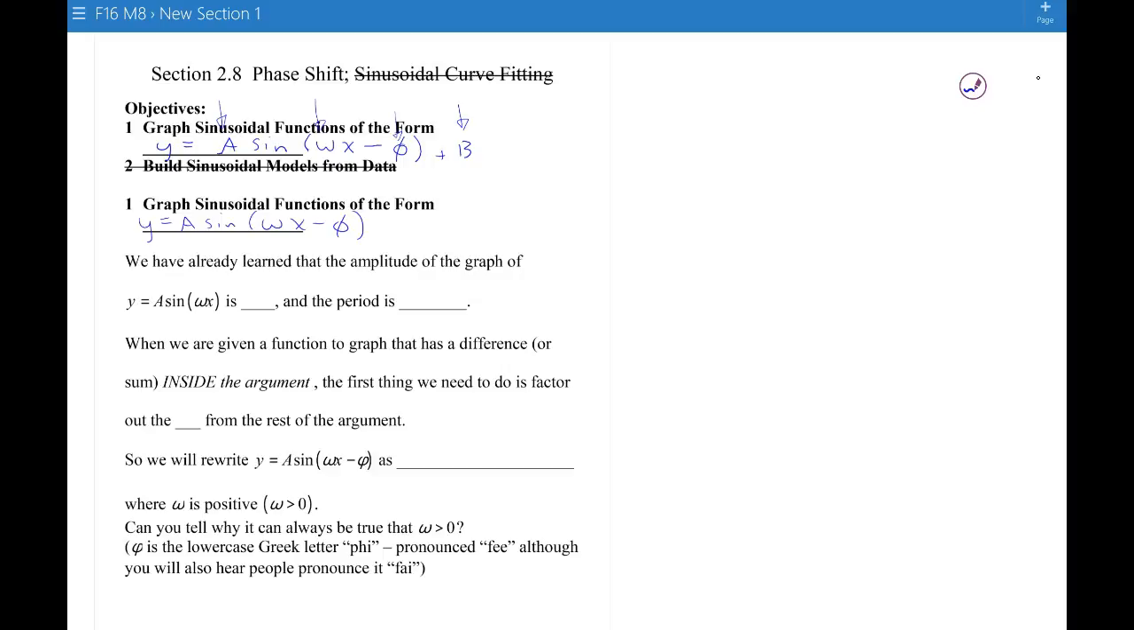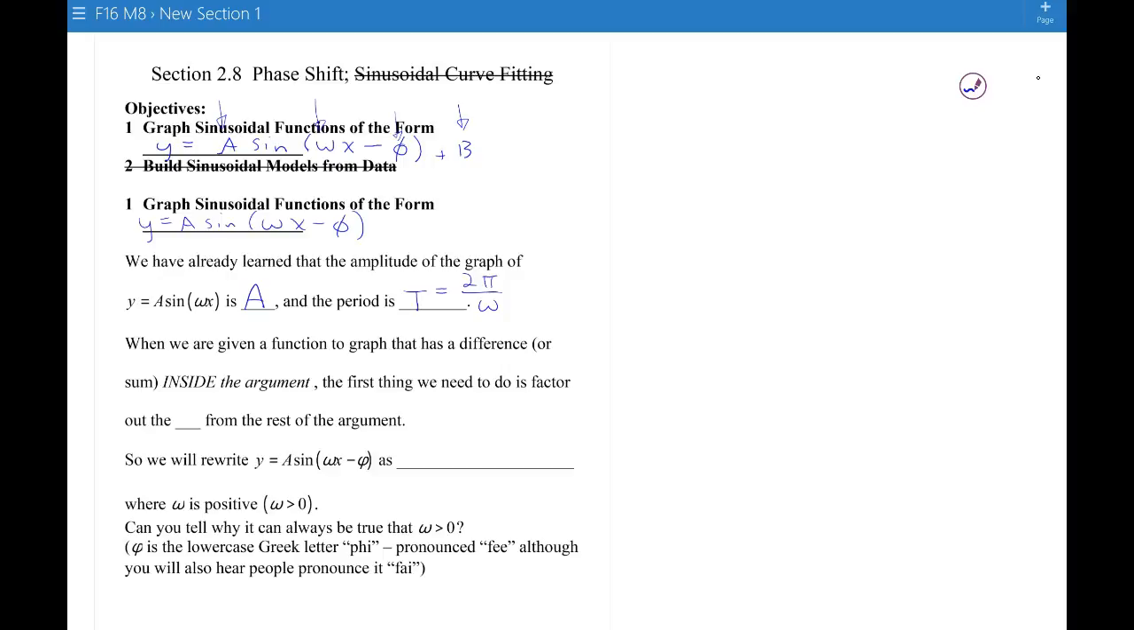So we've learned that the amplitude of the graph of y equals A sine of omega x is A, so that's called the amplitude. Nice that they use the letter A. And the period is T equals 2 pi over omega. So that's going to stay true.